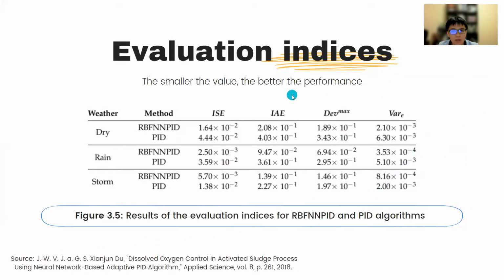Last but not least, we can also look at the evaluation indexes. Generally, the RBFNNPID achieves a smaller value for all the indexes as compared to the traditional PID, and this means that the RBFNNPID has a better performance than the traditional PID controller. Now, let's proceed with the recommendations and challenges.